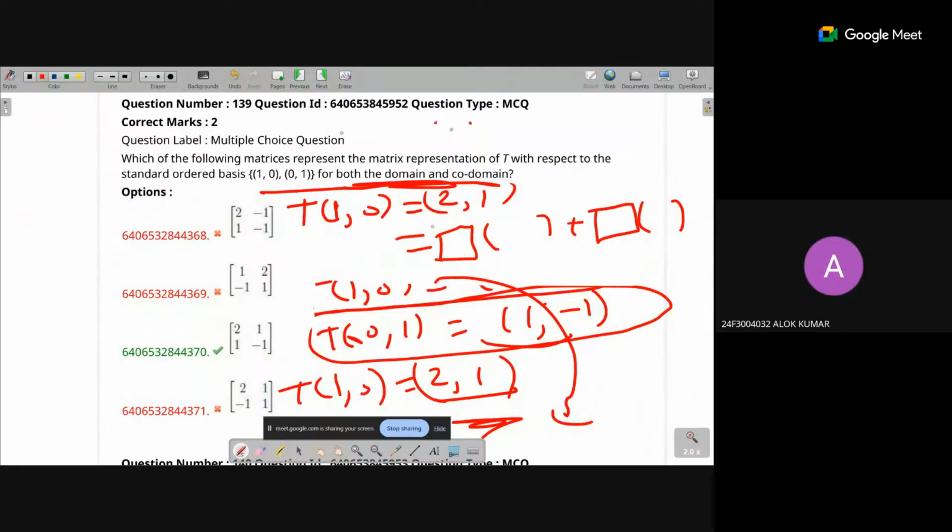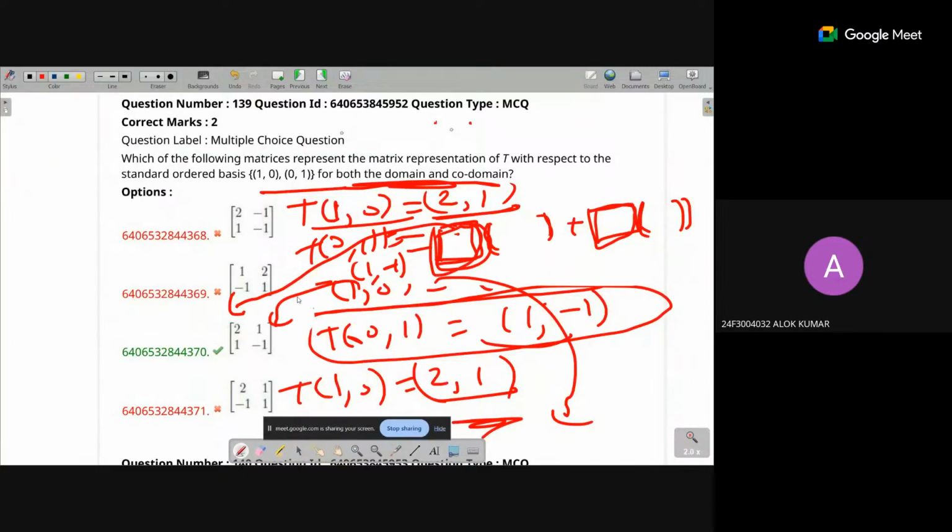So 2 comma 1. If you arrive at 1 comma 0 and 2 comma 1, what if the codomain is not a standard basis? That's what you are asking. Then you have to write the codomain and, by hit and trial, check what the coefficients would be. The coefficients you find, you put in this column. And for 0 comma 1, which is 1 comma minus 1, you again find the coefficients and put them in the column. You have to write the coefficients.